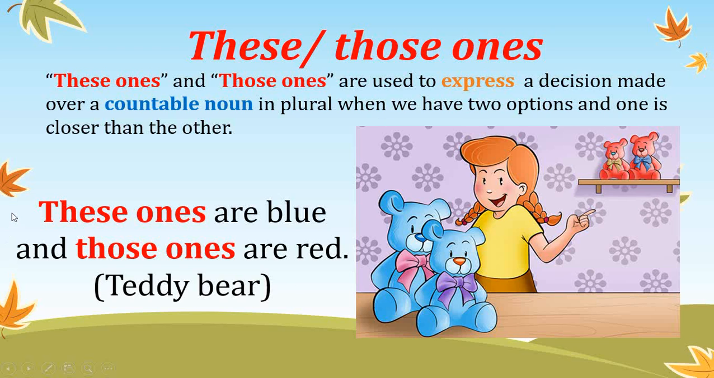Now in the sentence we can read, these ones are blue and those ones are red. We use the word these when the objects are closer, and those when the objects are far from us.